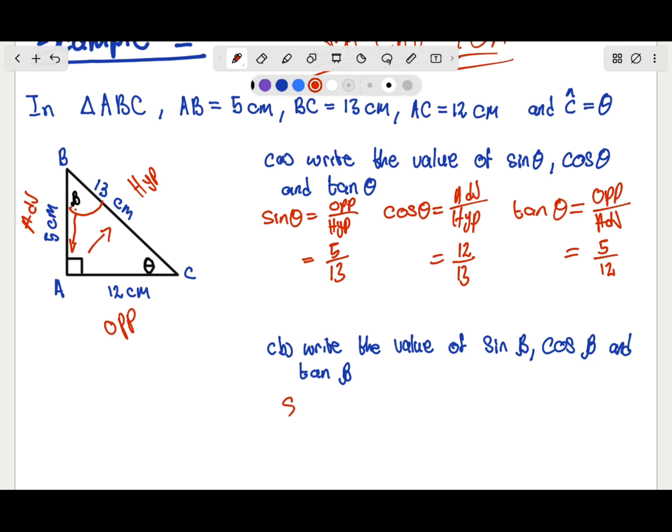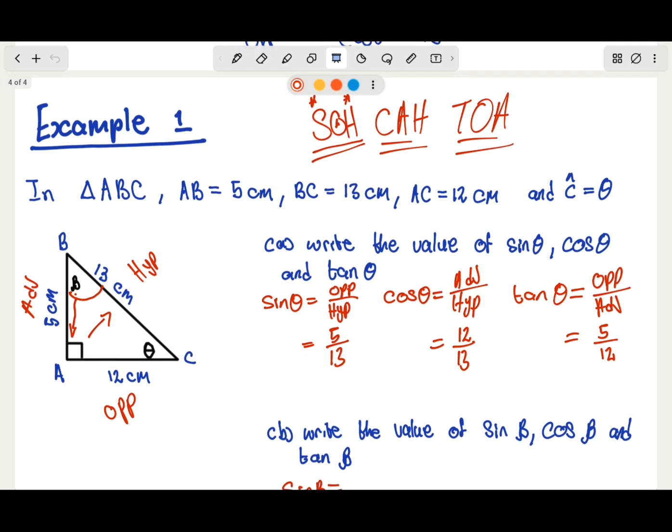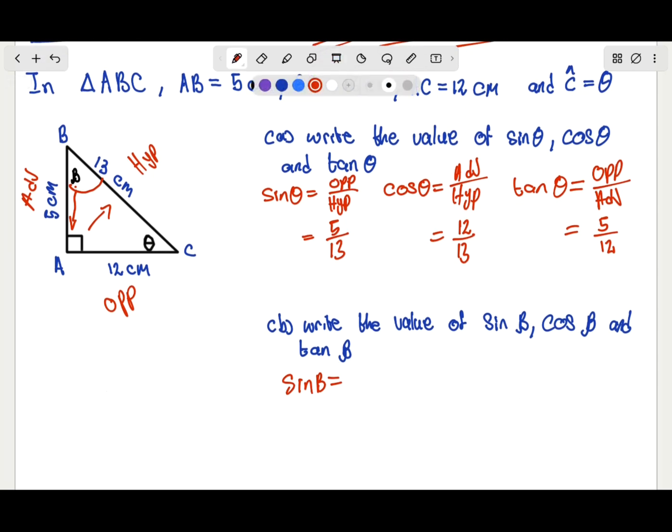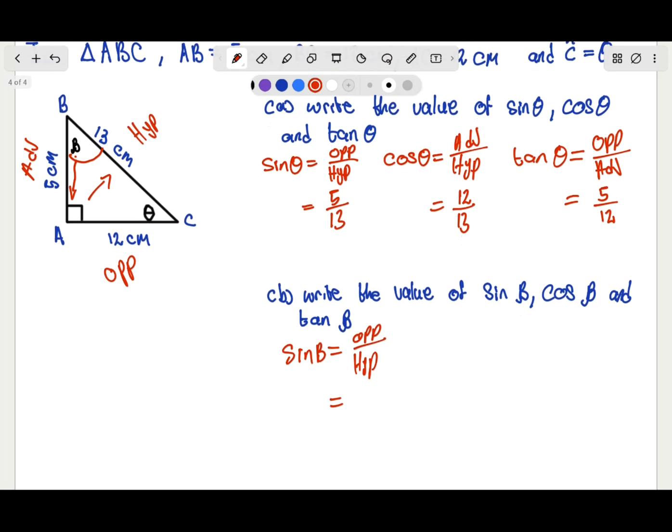Okay, so sine beta, according to SOHCAHTOA, the definition of sine is equal to opposite over hypotenuse. So we're going to write down our definition, opposite over hypotenuse, just like that. Then what's our opposite in terms of beta? Our opposite is 12 over our hypotenuse, which is 13.